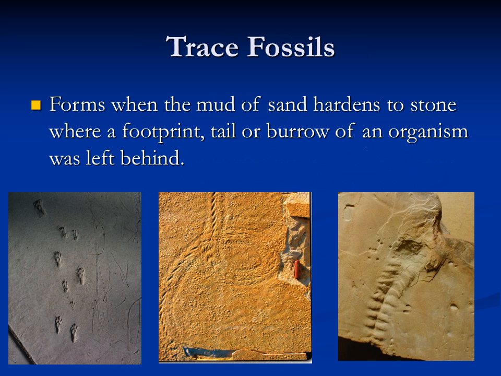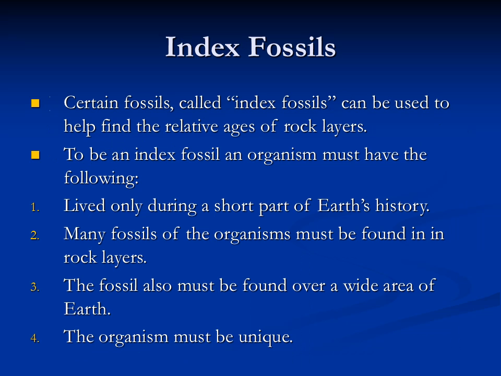Trace fossils are just that, when there is a trace left behind. So it forms when you have mud or sand and it hardens to stone, and that footprint, or it can be like a tail drag line or a burrow of an organism, is left behind. It's sort of like if you were to put your hand in concrete, it would leave sort of like a trace in the concrete. All right, the main meat of this second part of the lesson is index fossils.